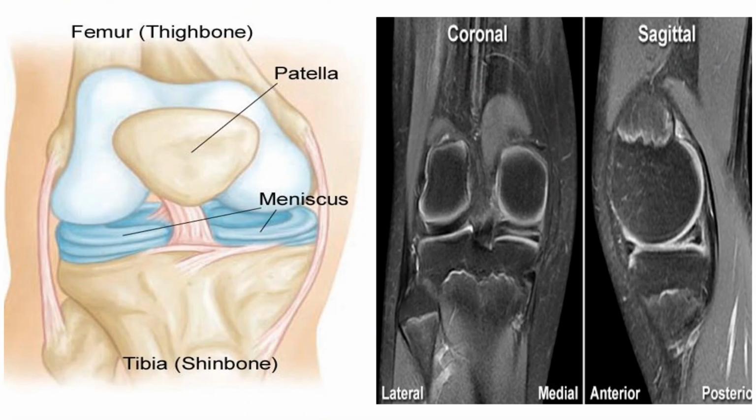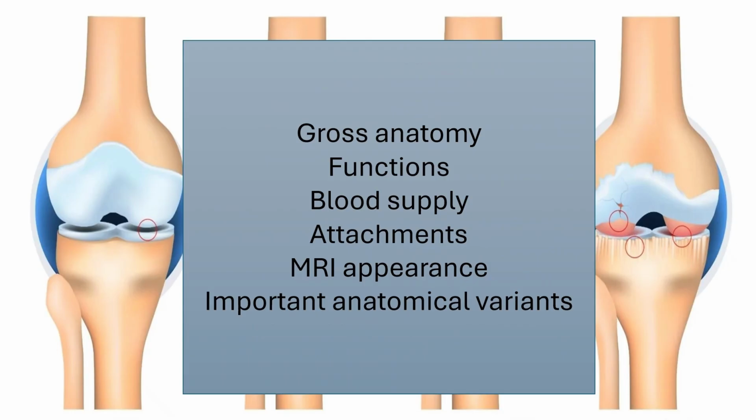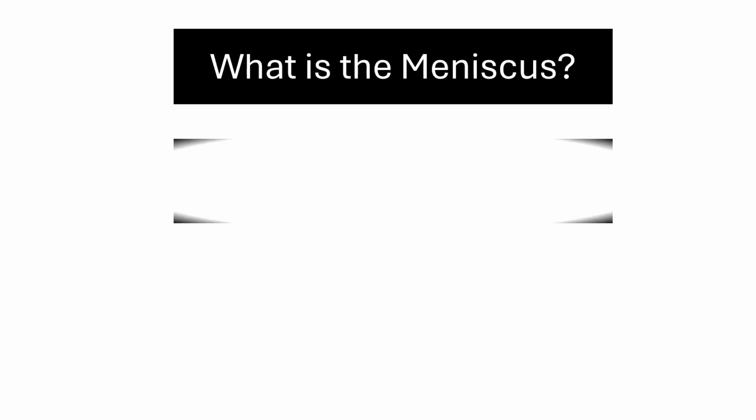Today we will cover meniscal anatomy in a systematic way, and by the end of this video, you will understand the gross anatomy of the meniscus, its function, blood supply, attachments, MRI appearance, and important anatomical variants of the meniscus. So let's begin. What is the meniscus?